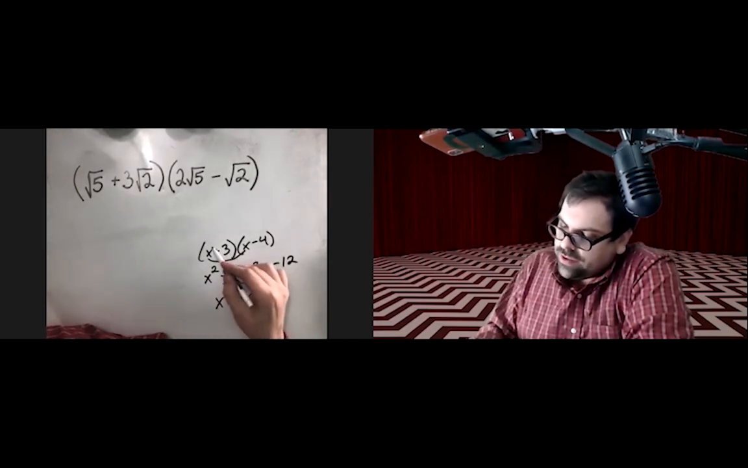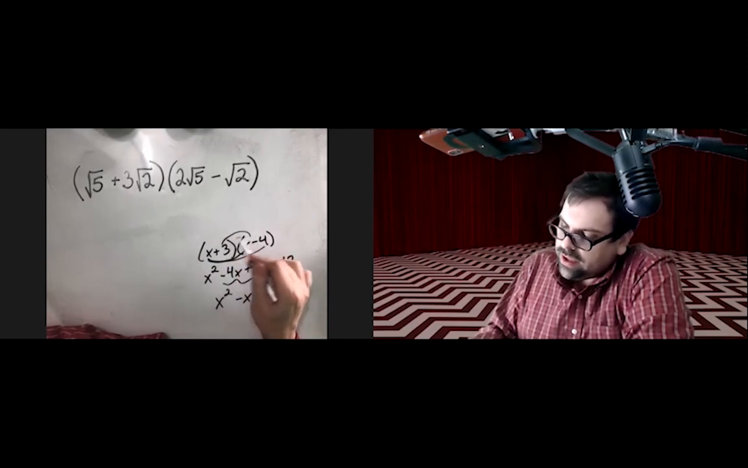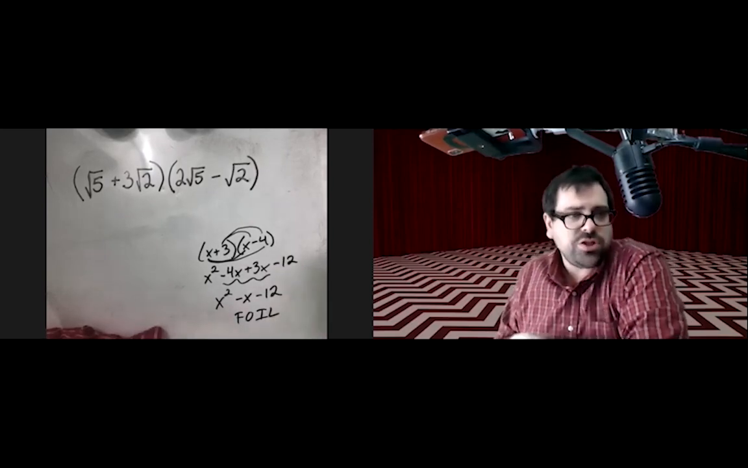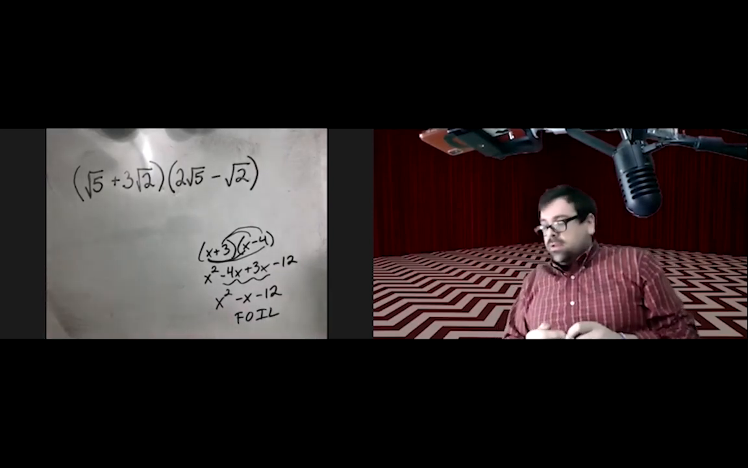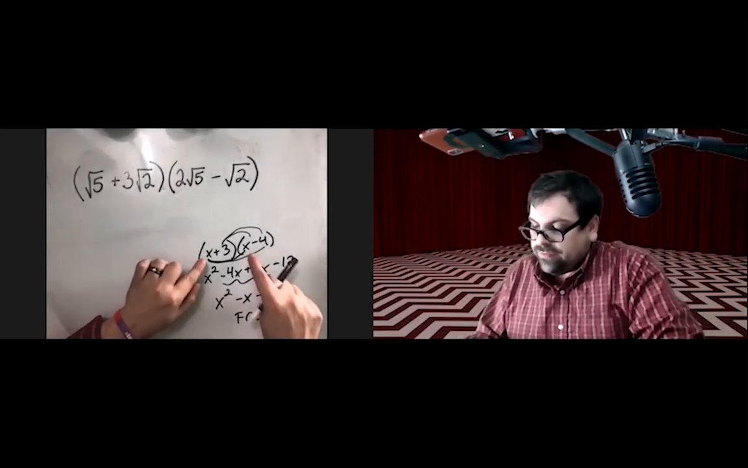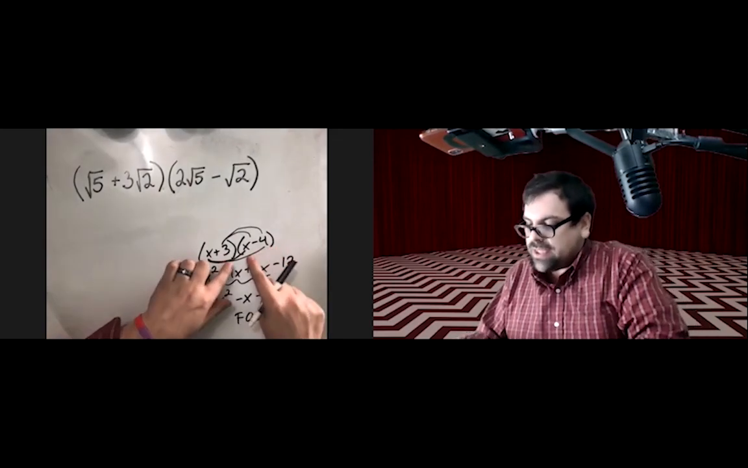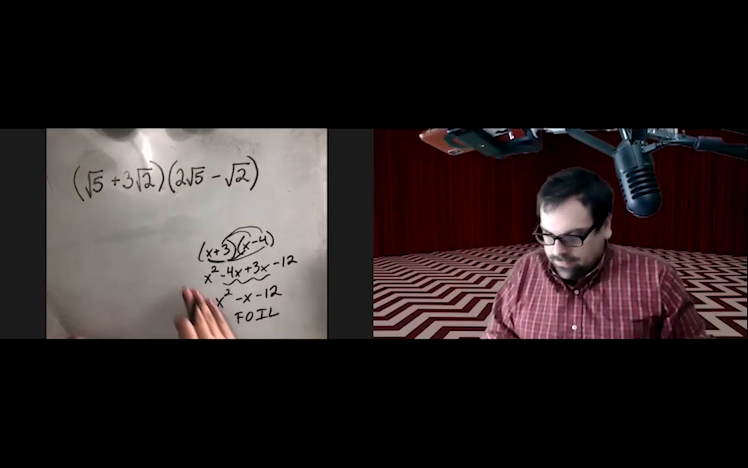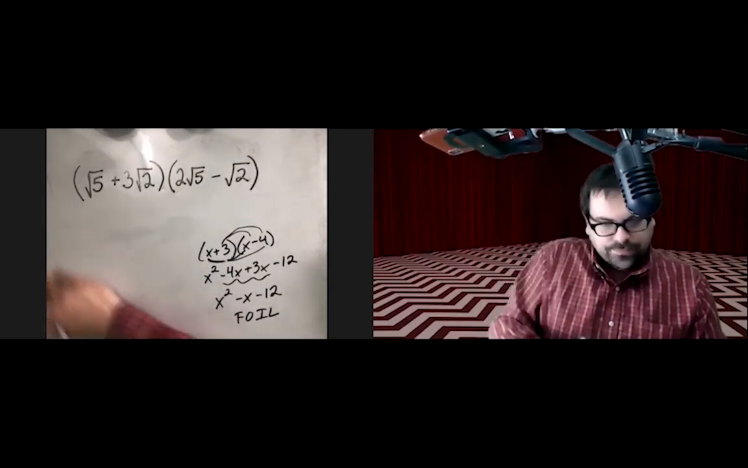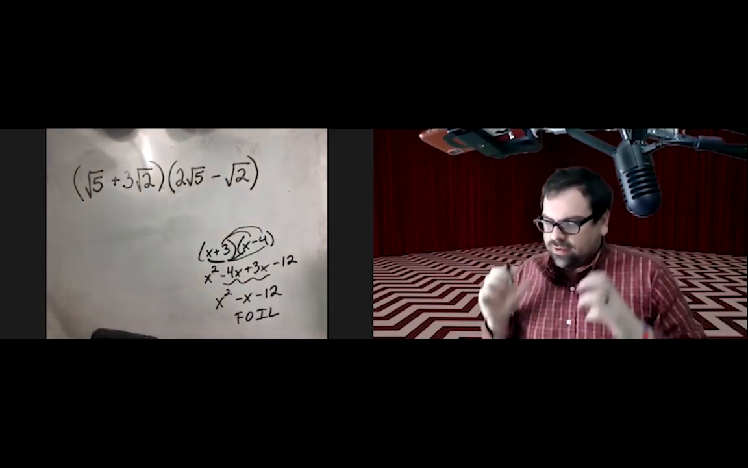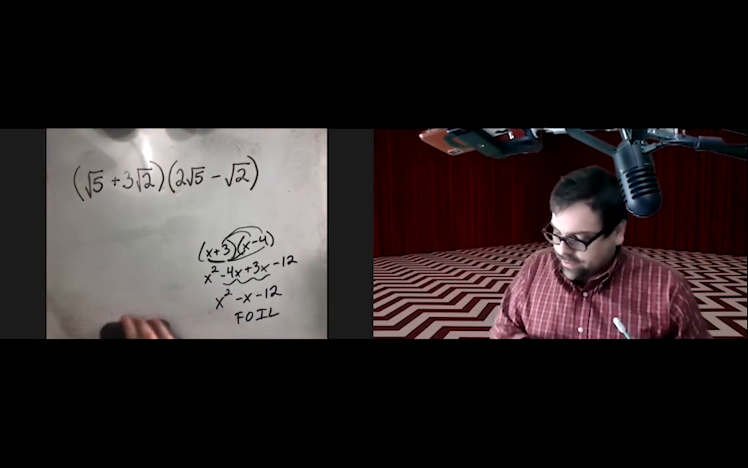But first, outer, inner, last. FOIL. It's just double distribution, but FOIL is how people remember this: the first terms, the outer terms, the inner terms, and the last terms, and you're careful. You're careful to use the signs in front and keep track of your signs.